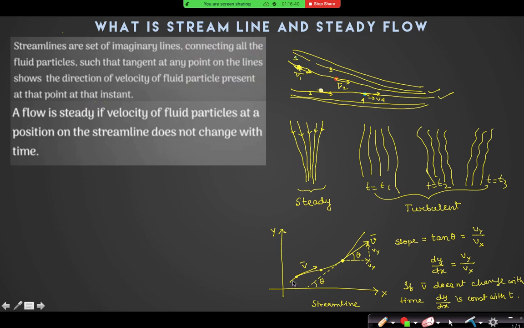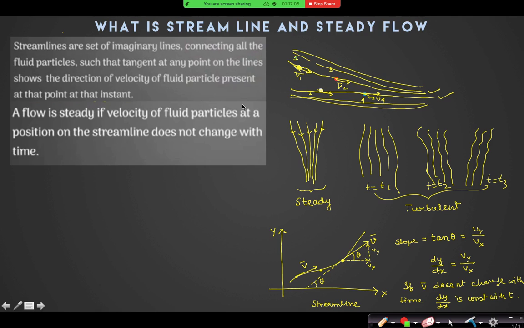I'm not saying that all the points must be different. They may be the same. It's not that all the point velocities must be different. Position dependent means at that position the velocity will be the same. At that position the velocity is v only. Have you got a clear idea? You will not find this discussion in any book.